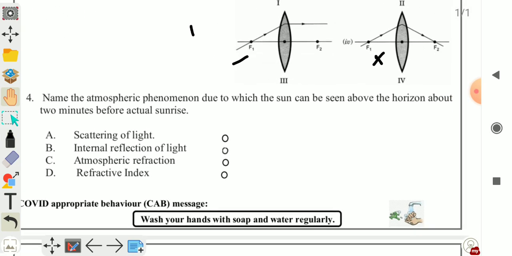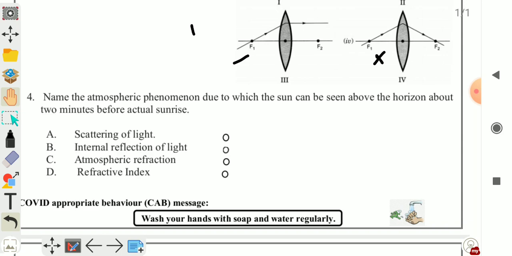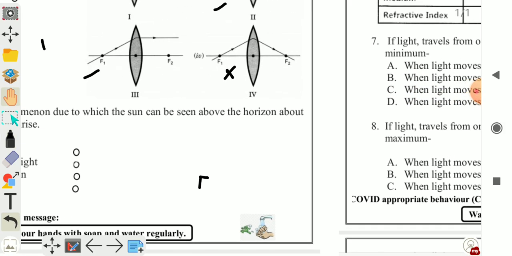Question number 4. Name of the atmospheric phenomena due to which sun can be seen above the horizon about 2 minutes before actual sunrise. So, which phenomena is responsible for this incidence? A. Scattering of light. B. Internal reflection of light. C. Atmospheric refraction. And D. Refractive index. Correct answer will be atmospheric refraction. Question number 4, you have to write option C. Next question.